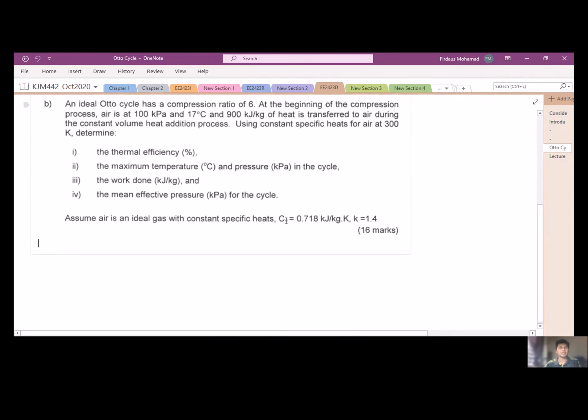Now, question number 2B. An ideal Otto cycle has a compression ratio of 6. At the beginning of the compression process, air is at 100 kilopascal and 17 degree Celsius, and 900 kilojoule per kilogram of heat is transferred to air during the constant volume heat addition process. Using constant specific heats for air at 300 Kelvin, determine one, thermal efficiency for Otto cycle; two, maximum temperature and maximum pressure; three, work done, W net; and the last one is mean effective pressure, MEP.